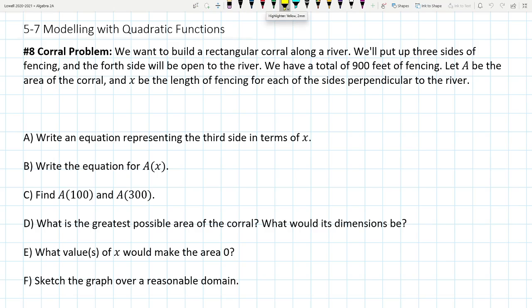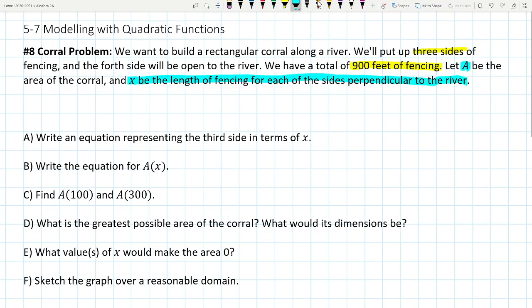So in traditional Mr. Chang fashion, we're going to start off by highlighting our important information. Let's see, we have 900 feet of fencing. That makes sense. We're also only putting up 3 sides, so that's important to remember. And we also want to figure out what our variables are. So A will be the area of the corral, and X is going to be the length of the fencing for these particular sides, the sides perpendicular to the river.